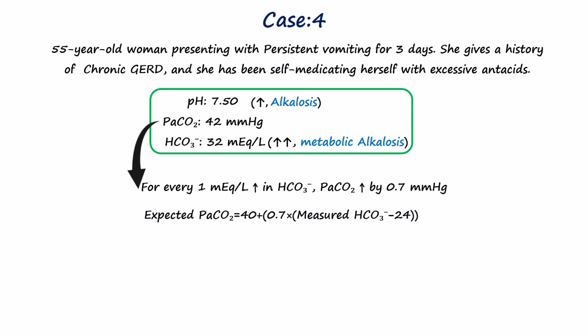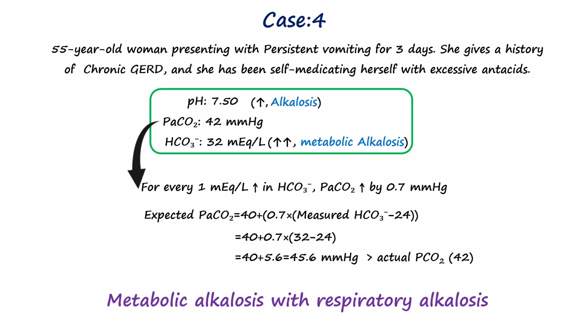Plugging bicarb values into the formula, we get our expected PaCO2 as 45.6 mmHg. This is slightly higher than the actual PaCO2 of 42 mmHg. This suggests incomplete compensation, possibly due to mild concurrent respiratory alkalosis. So our ABG shows mostly metabolic alkalosis with near ideal or partial compensation. The slight PaCO2 discrepancy does not change the management, and treating the underlying cause like stopping antacid and correcting potassium deficit will correct them both.